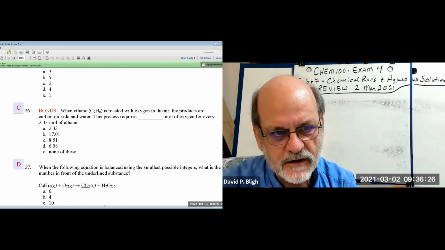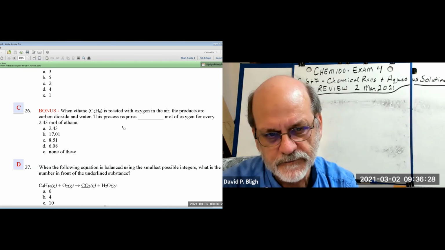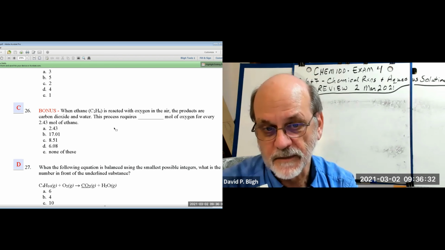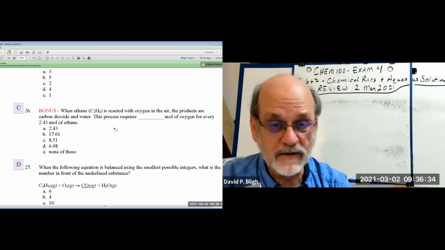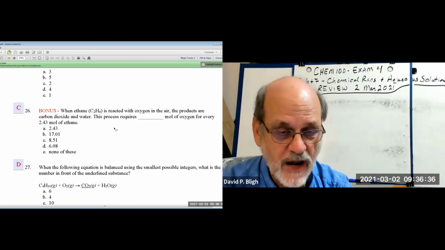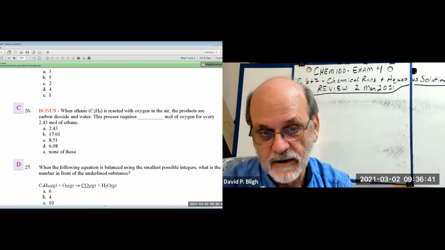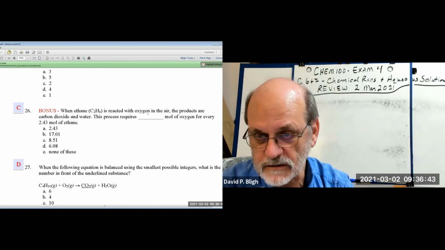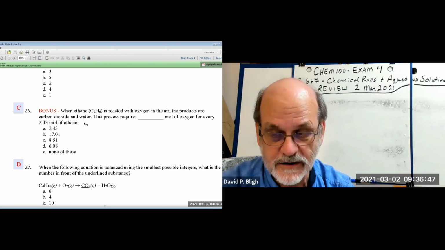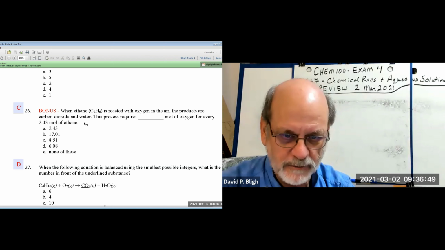So 26, let me back up here. 26 is a bonus because it's covering a topic we haven't introduced yet, not till next chapter. But if we balance this equation, we've already balanced that equation. Ethane reacted with oxygen makes carbon dioxide and water, right? So it's already balanced from a previous problem.